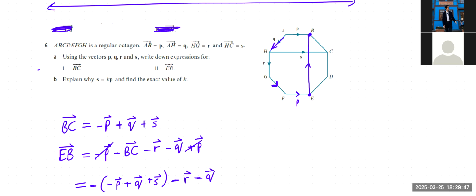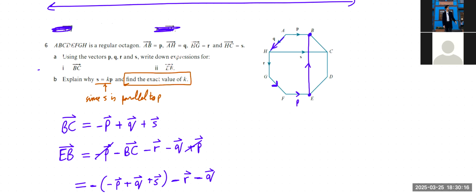So what does being a scalar multiple of another vector mean? What does it mean about the relationship between the two vectors? They're parallel. Exactly. And clearly we can see that S is parallel to P. Since S is clearly parallel to P, it must therefore be a scalar multiple. Since S is parallel to P, that's the answer. Now we need to find the exact value of K, which is definitely a more fun-looking question.